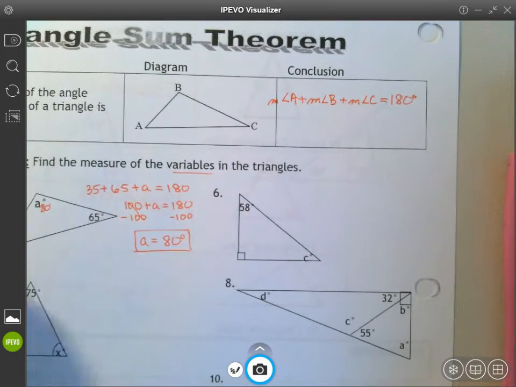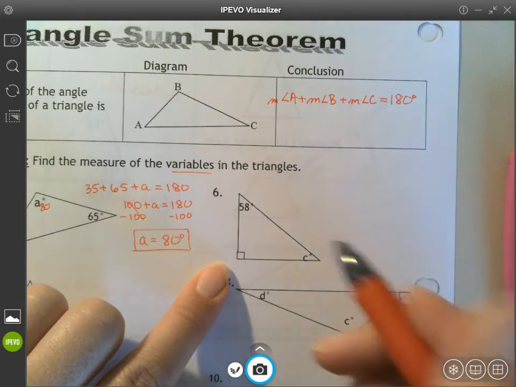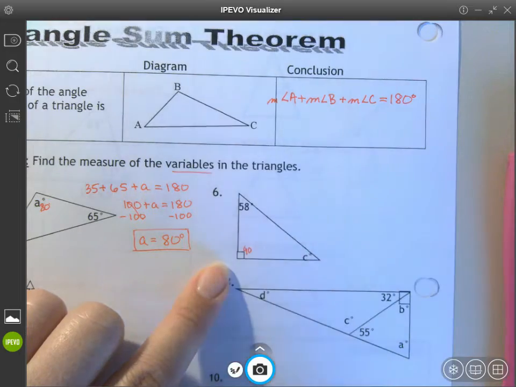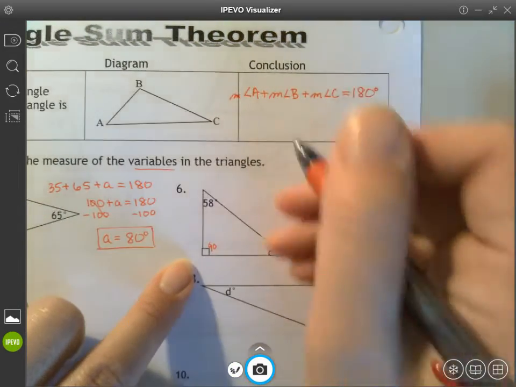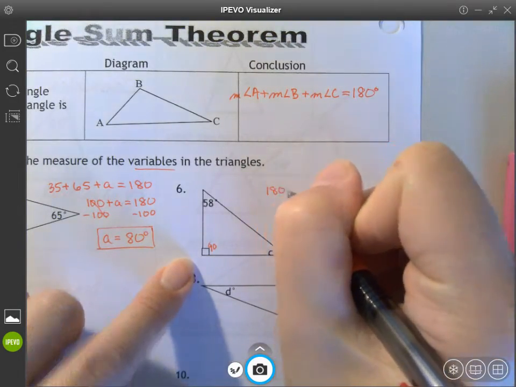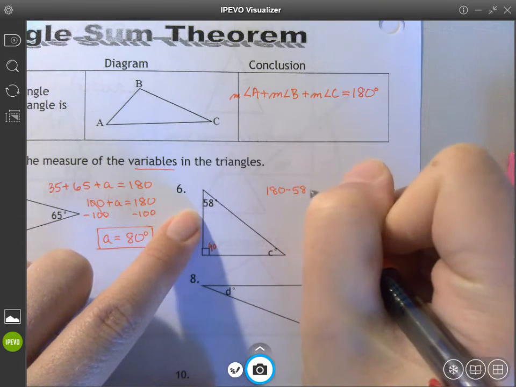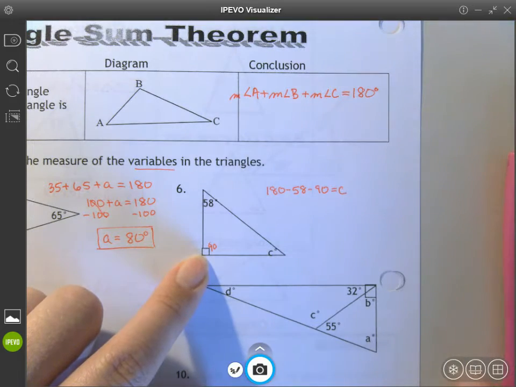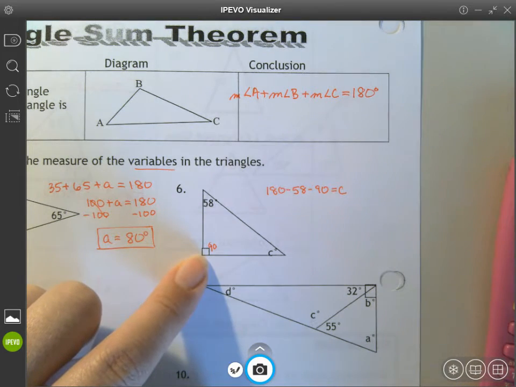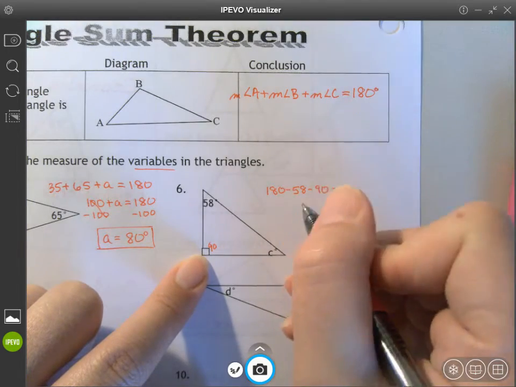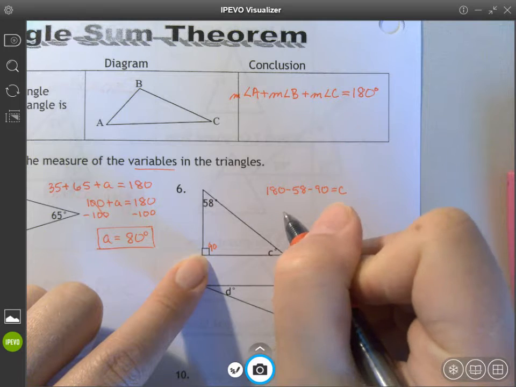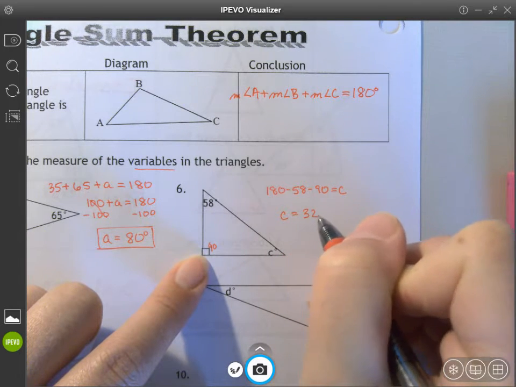Okay, so look at number 6. They gave me 58. Isn't that 90? Maybe that will help me if I mark it. And there's C. So couldn't I, if I wanted to, just take 180, take away 58, take away 90, and what's left over is C? So you could do it that way. We have to write this stuff out. You don't have to. There's going to be times that you're going to need to. So if you have your calculator, you can do it, or if you're using your brain, I get that C is 32 degrees.